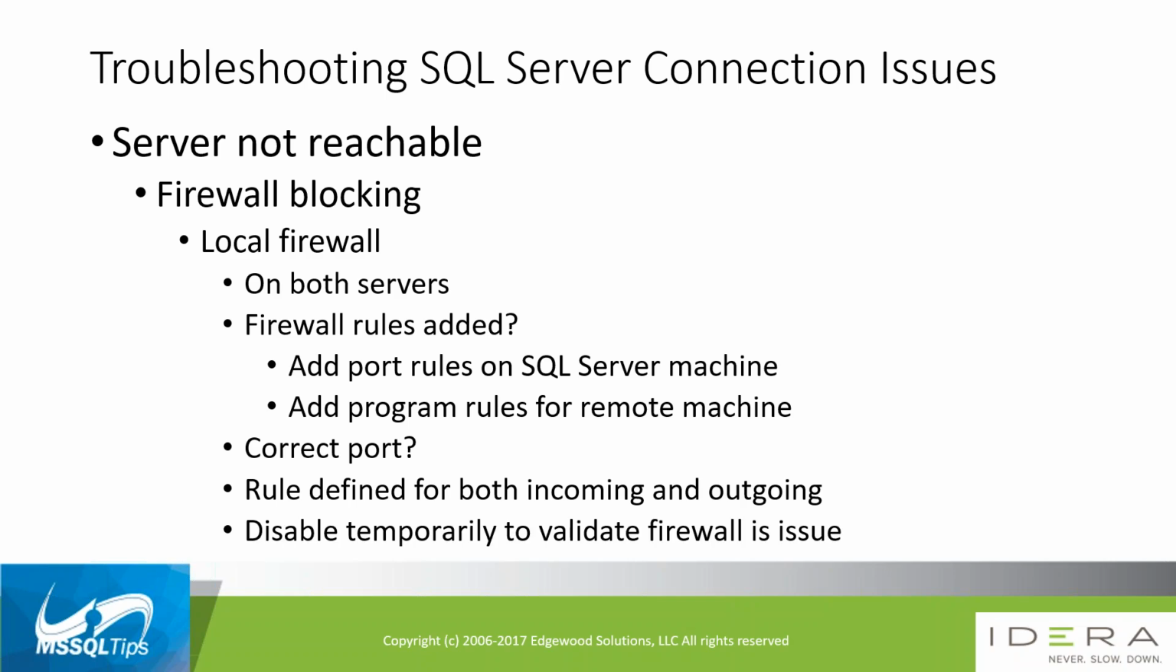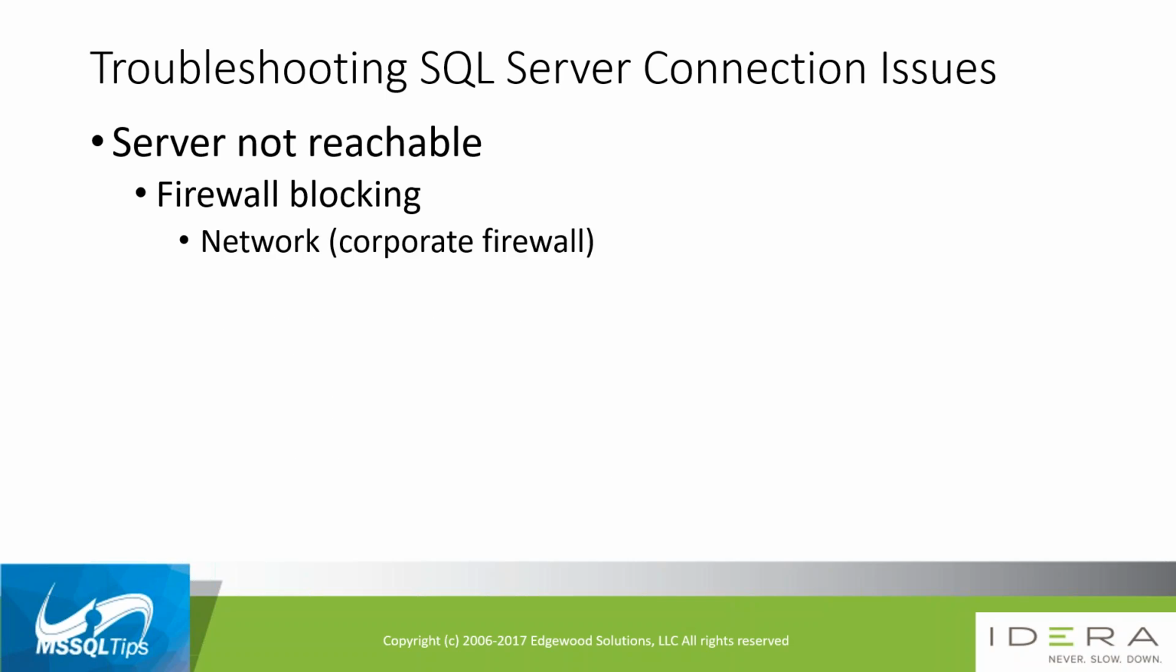An easy way to test is, very temporarily, just to validate that it is a firewall issue, disable the firewall on both machines and test again. If it works, then that tells you it's a firewall issue. Then you just have to figure out which one needs a rule adjusted or added to get things working, and re-enable the firewall on both machines.